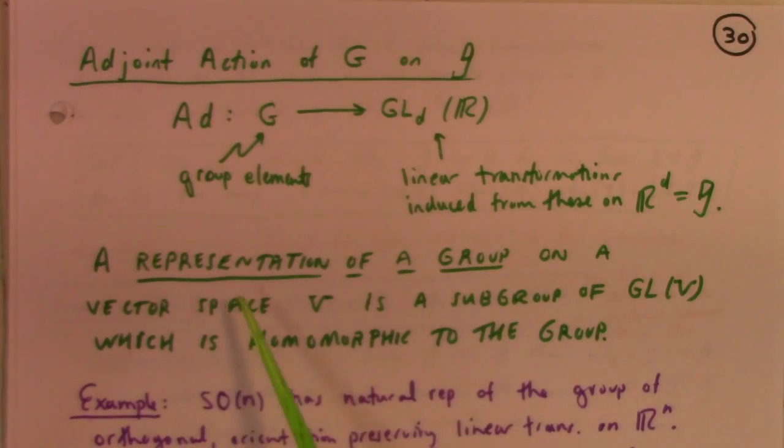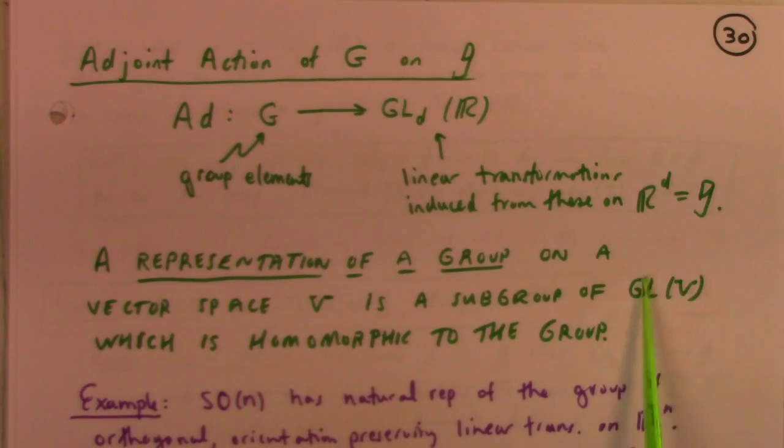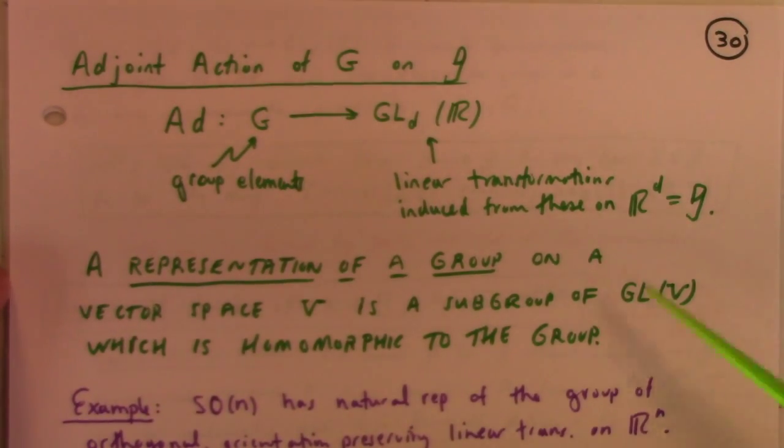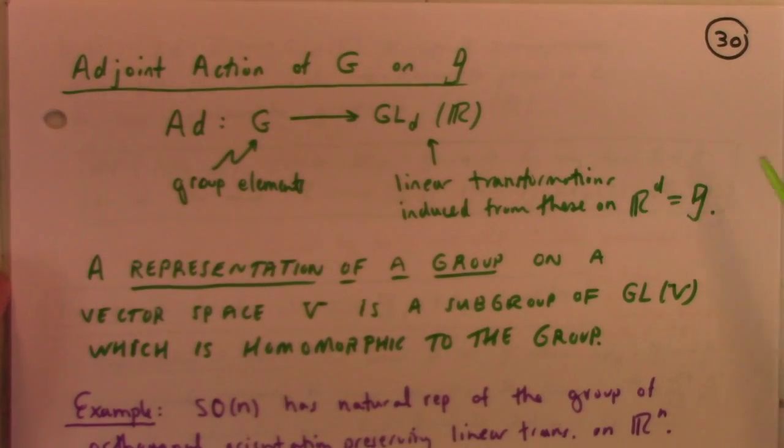But more generally speaking, a representation of a group on a vector space V is what? It's a subgroup of invertible linear transformations on V, which is homomorphic to the group. Invertible, of course, because it's a group, so every element has an inverse, so what corresponds to it in the subgroup of linear transformations must also be an invertible transformation. Anyway, that's a representation of a group. It's a version of the group, if you will, a shadow of the group inside GL(V).